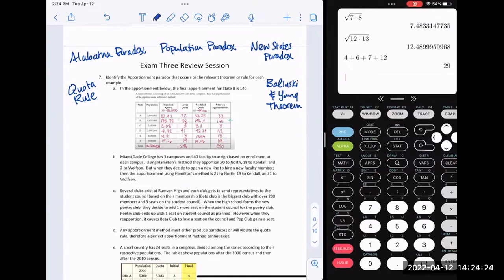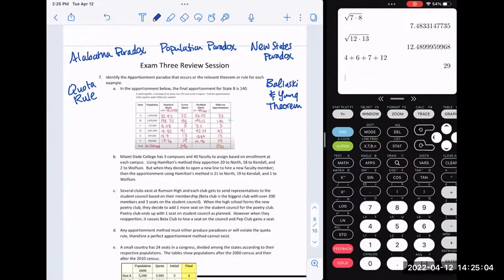The Balinski and Young theorem is kind of like Arrow's impossibility theorem. It's just the theorem that says, hey, there's no perfect apportionment method, right? No matter what, any apportionment method is going to either produce a paradox or violate the quota rule. There is no existence of any apportionment method that doesn't do one or the other of those things. So there's no perfect method for apportionment. They all have their flaws.